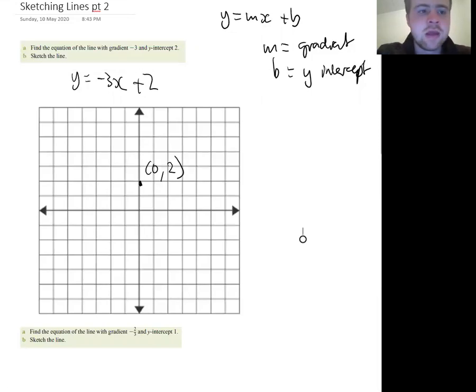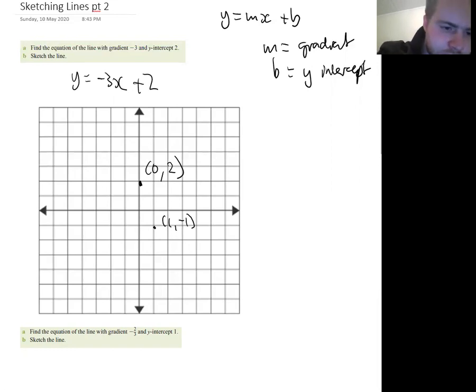So that's the y-intercept. And then we want to use the gradient, which is -3, which means every time we go across 1 to the right, we go down 3. So if I go across 1, down 3, I get another point here. It's going to be (1, -1). That's our other point on the line. Every time you go across 1 to the right, you go down 3. If you go to the left, then you go up 3.